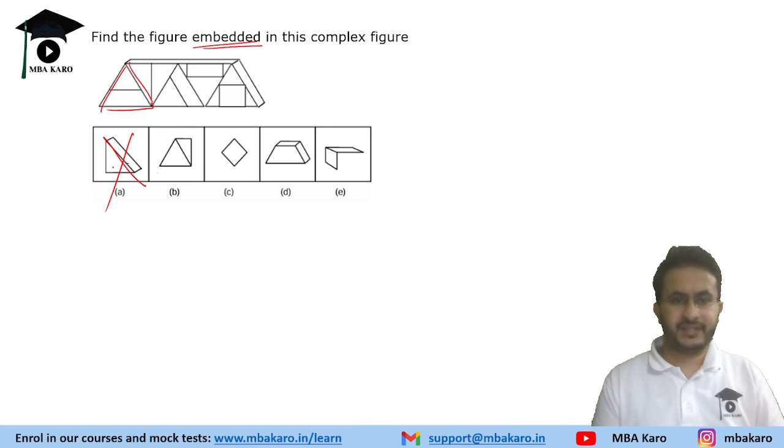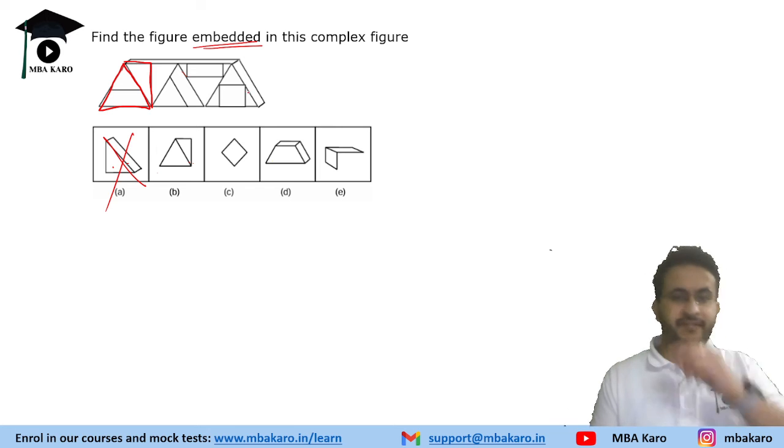For example this. This is also present, and we should have this shape. So we get this as the answer. Easily we can figure out that this is the shape that is present over here.